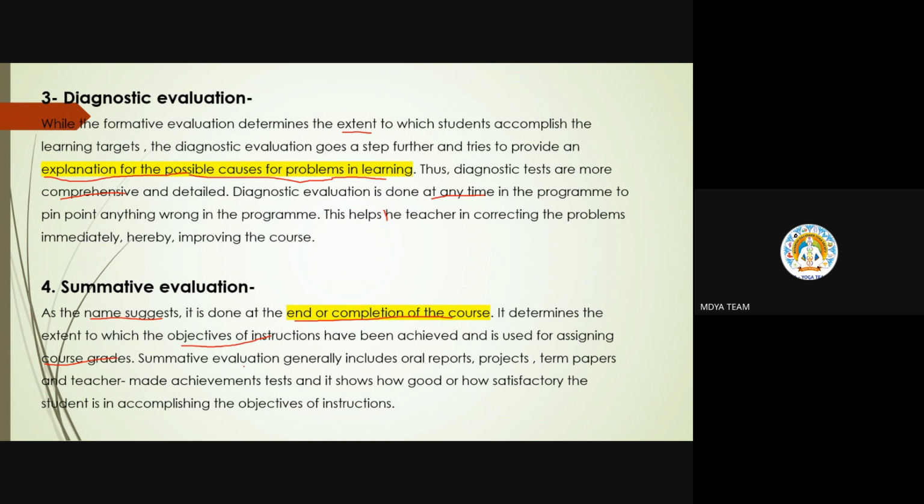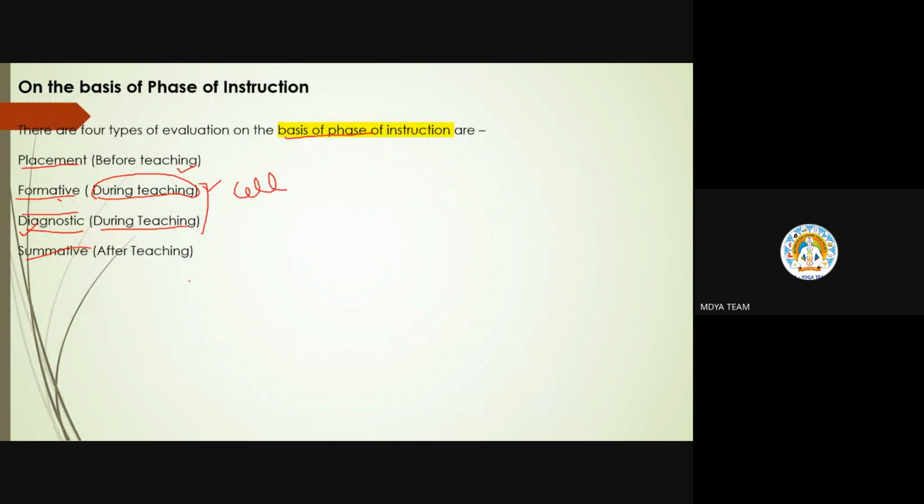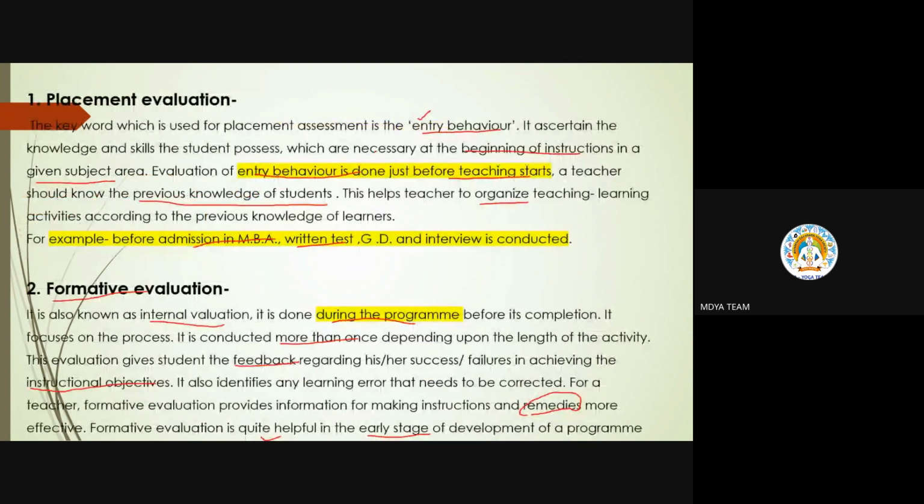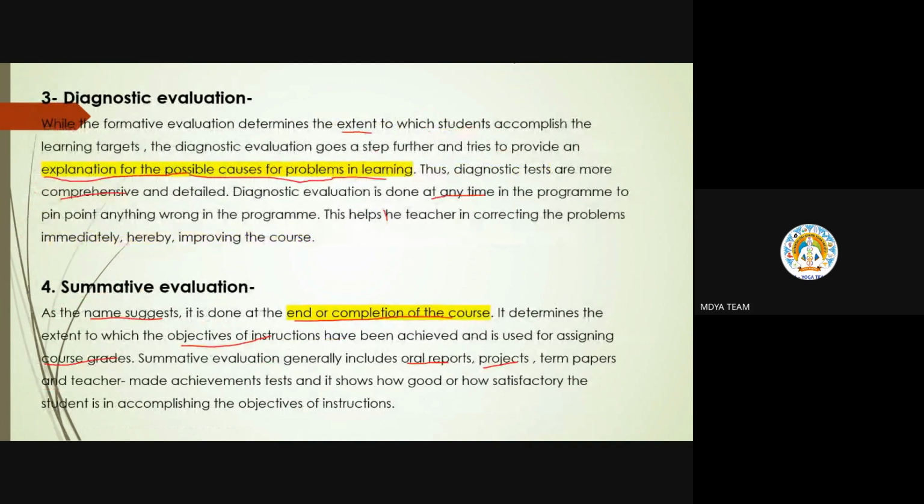Summative evaluation generally includes oral reports, projects, term papers, and teacher-made achievement tests, and it shows how good or how satisfactory the student is in accomplishing the objectives of the instruction. So these are the four kinds of evaluation on the basis of phase of instruction, and on the basis of nature there are two types of evaluation: quantitative and qualitative. So any questions from this slide?